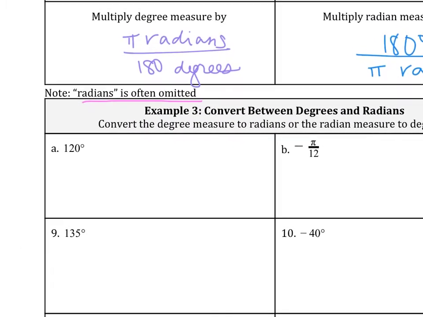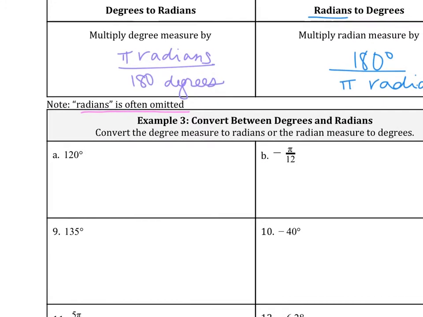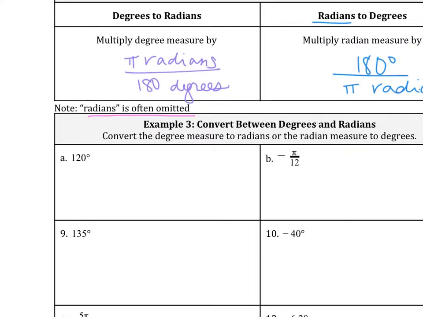So let's try. Convert the degree measure to radians or the radian measure to degrees. If there is no degree symbol, then it is in radians. It's really important now that you know this, you have to put the degree symbol if it is in degrees. We want to get rid of degrees, so we have 120 degrees, and we multiply that by 180 degrees at the bottom and pi at the top. Let's simplify this: 60 goes into 120 2 times, and 60 goes into 180 3 times. So it is 2 pi over 3.